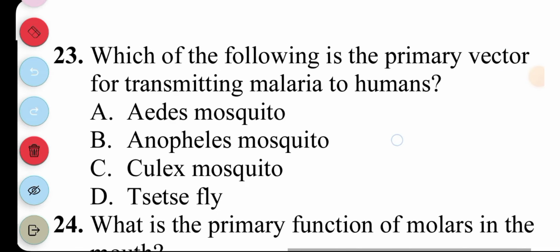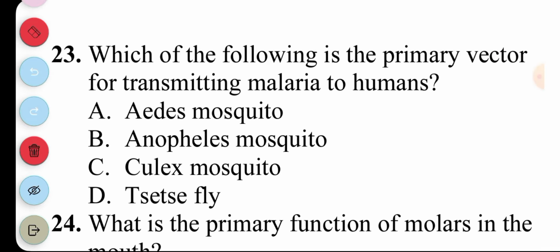Which of the following is a primary vector for transmitting malaria to humans? A. Aedes mosquito. B. Anopheles mosquito. C. Culex mosquito. D. Fly. The answer to this is B. Anopheles mosquito.